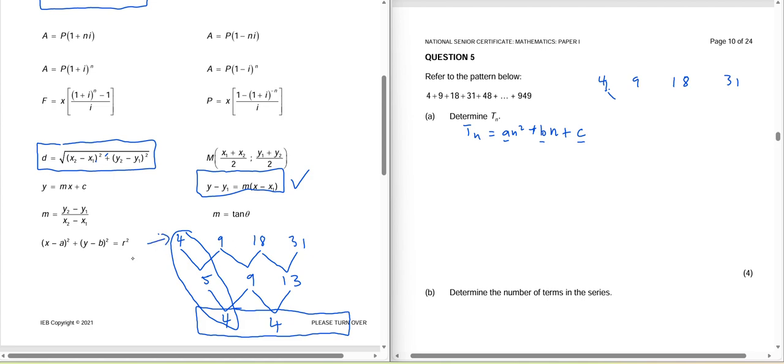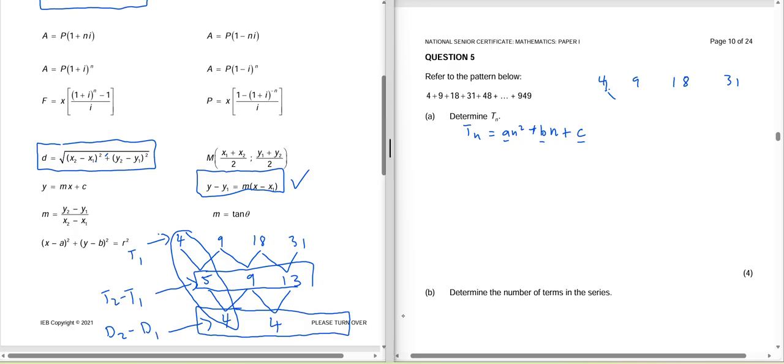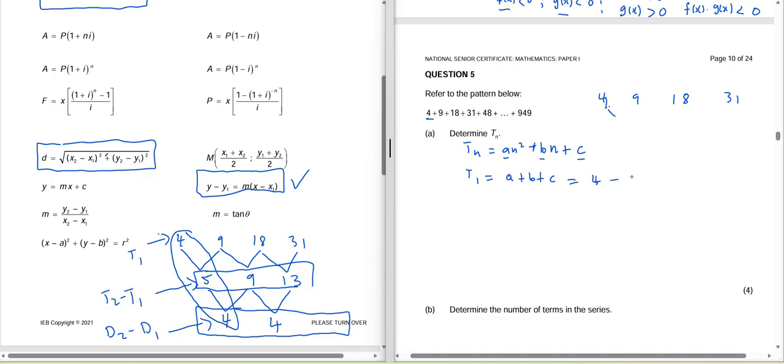Because this one is term number 1. This one is term number 2 minus term number 1. And then for the second level, I'm calling it the difference, so for this one, it will be difference number 2 minus difference number 1. Now, what that means is that for term number 1, where there is n, replace with a 1. So what you get is a plus b plus c equals 4, which is the first term, which is my equation 1.